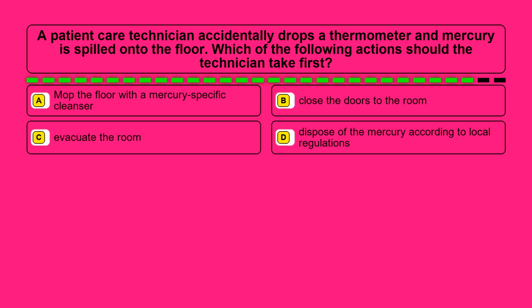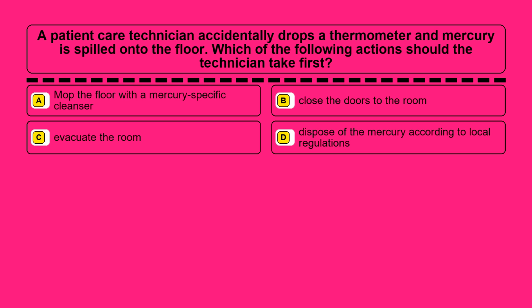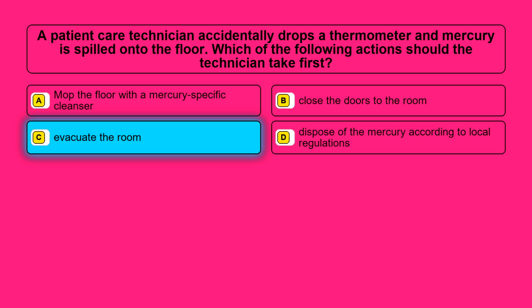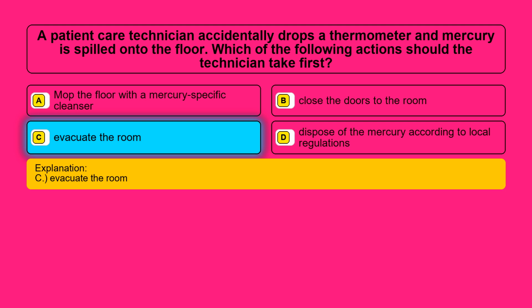Question 17. A patient care technician accidentally drops a thermometer and mercury is spilled onto the floor. Which of the following actions should the technician take first? Option A. Mop the floor with a mercury-specific cleanser. Option B. Close the doors to the room. Option C. Evacuate the room. Option D. Dispose of the mercury according to local regulations. The correct answer is option C. Evacuate the room.